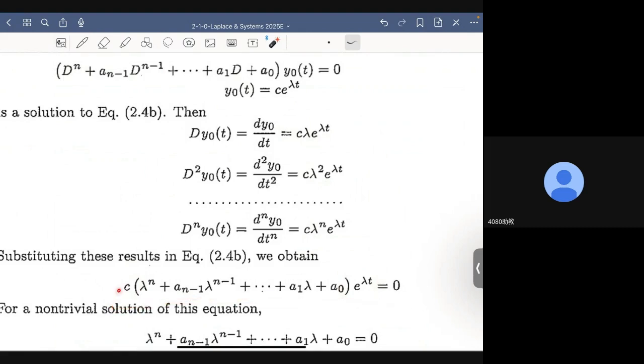Now, for this equality to be true, there are three possibilities. First, C is zero, okay? But C being zero is really not a choice, because if C is zero, then y of t is zero. This is what we call a trivial solution. It satisfies the equation, but it does not mean anything. So it's pretty much useless.